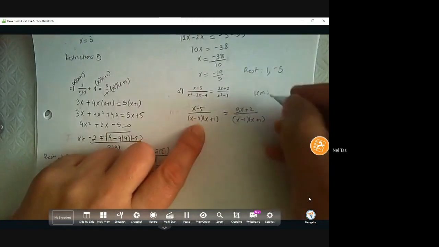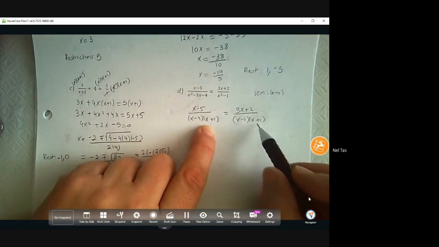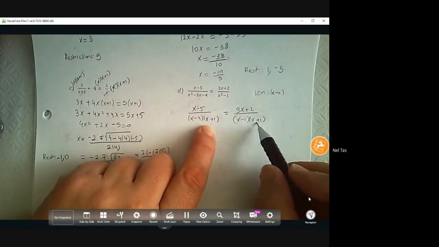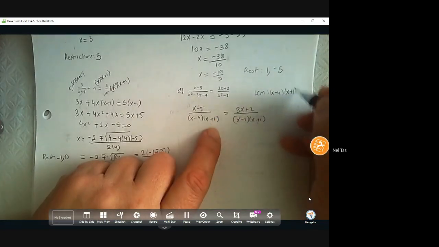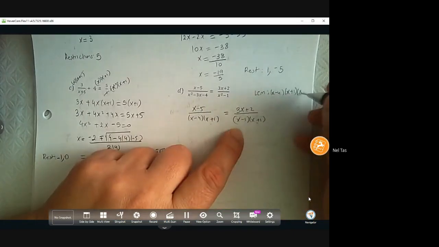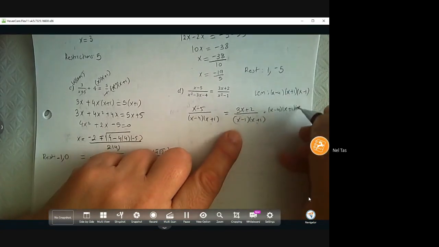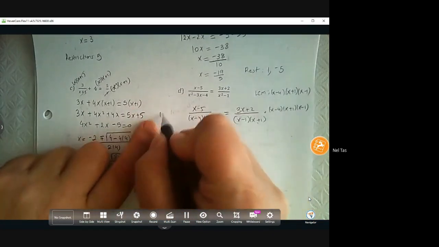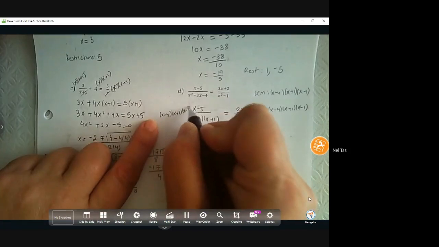We have x minus 4. We have x plus 1, which is common for both denominators. If that is the case, you take x plus 1 only one time. So x plus 1, not x plus 1 squared. Okay. And then we also have x minus 1. Then we multiply both sides by this LCM now: x minus 4, x plus 1, x minus 1.